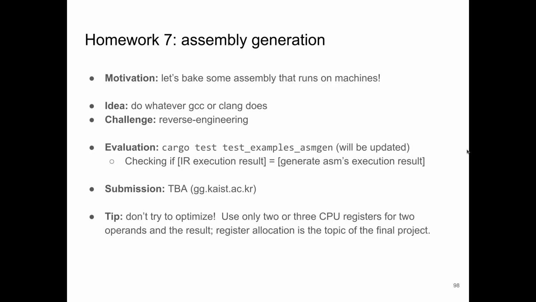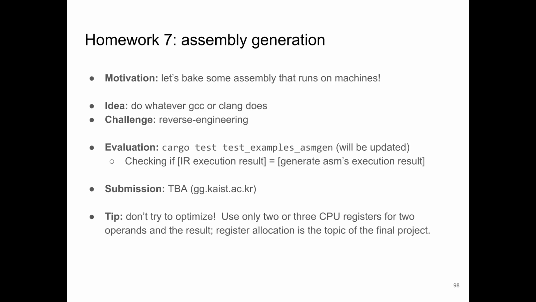So in this lecture, we are going to study register allocation, which is one of the most important optimizations in the design of a C compiler. But before that, I'd like to rephrase homework 7, which is the last homework, the assembly generation.